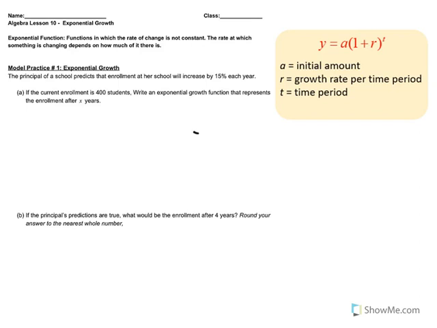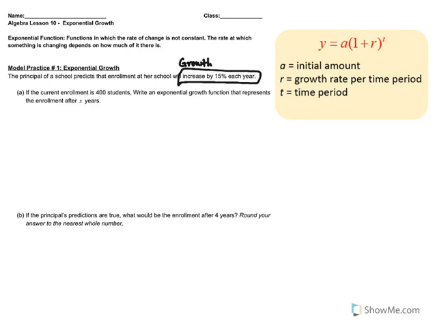So in this example, it says the principal of a school predicts that the enrollment at her school will increase by 15% each year. So already I know that this is going to grow because it's increasing by 15% each year. That word increase tells me that this is something that is growing. This is a growth example. And it's increasing by 15% each year.